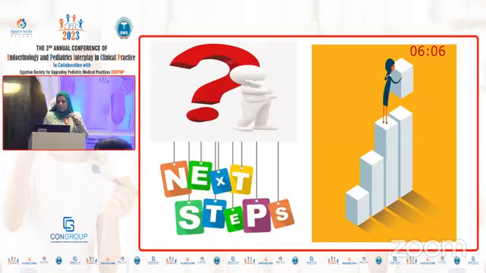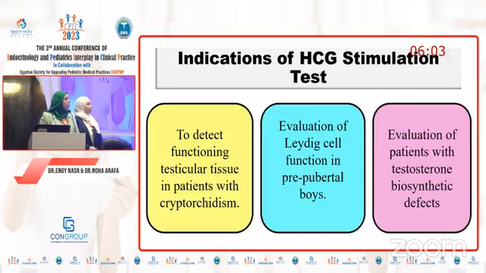As highlighted importantly by Engy, our patient is in the golden mini-puberty period. But unfortunately, our patient has a quiescent axis. So we need to do a stimulation test, which is the HCG stimulation test. Our aim is to detect the functioning testicular tissue and to evaluate the Leydig cell function in a pre-pubertal boy, and to evaluate if there is any testosterone biosynthetic defect.